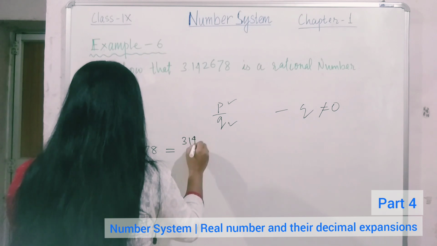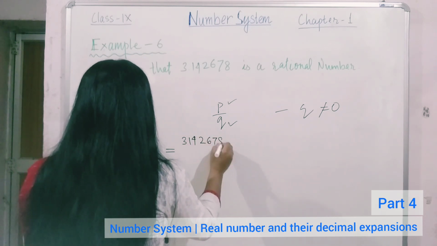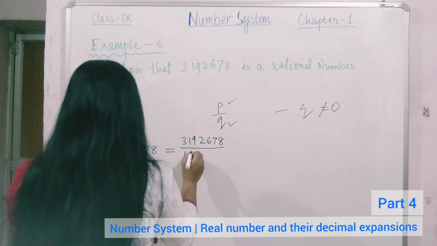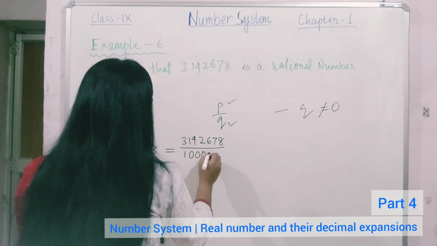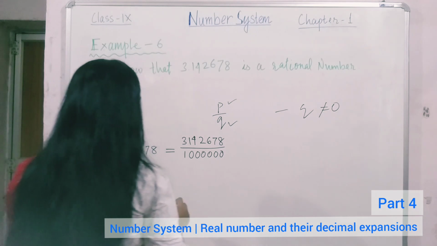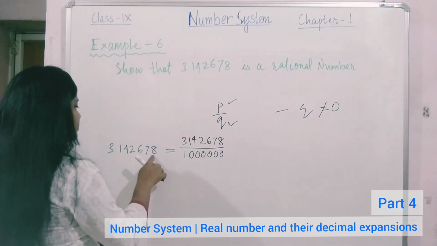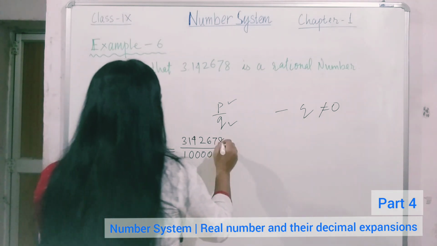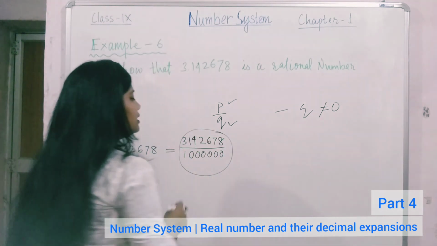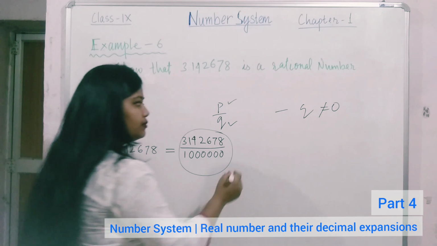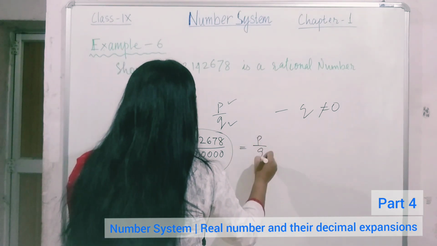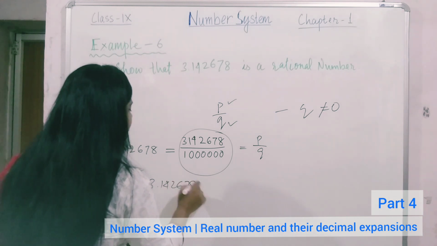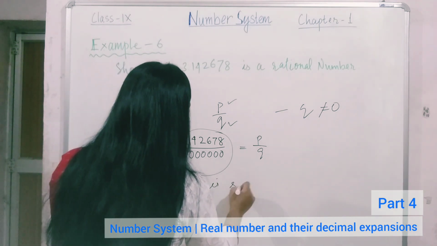If I convert it into a fraction, write all the numbers, divide it by 1, and put 6 zeros in the denominator, because there are 6 digits after the decimal place. So now we have converted the decimal number into a fraction and it is of the form p by q. So the number is a rational number.